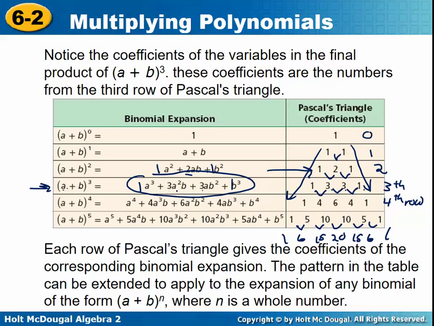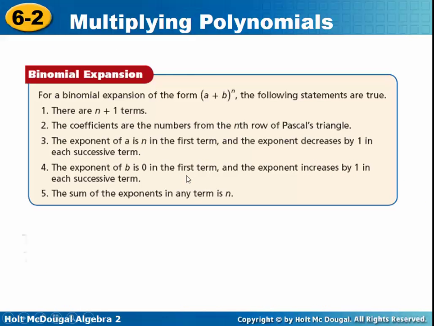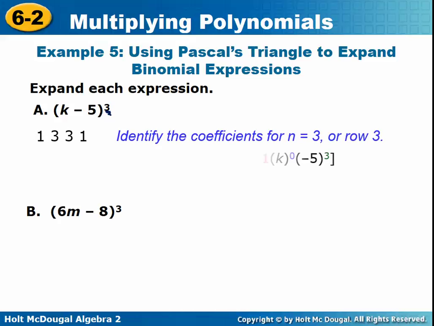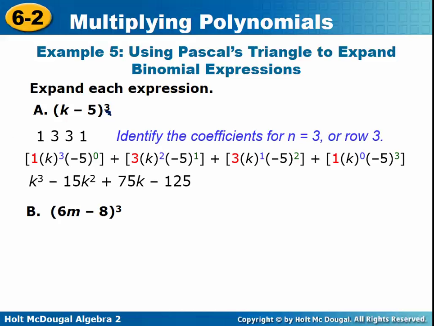A cubed plus 3a squared b plus 3ab squared plus b cubed. And in front of each of those is the numbers 1, 3, 3, and 1. So we look at that and we say, okay, that's a pattern. It's like a rule, a formula that we can use. In our example, this is our A and this is our B. And B is a negative, I guess. Okay, so A is equal to k and B is equal to negative 5.